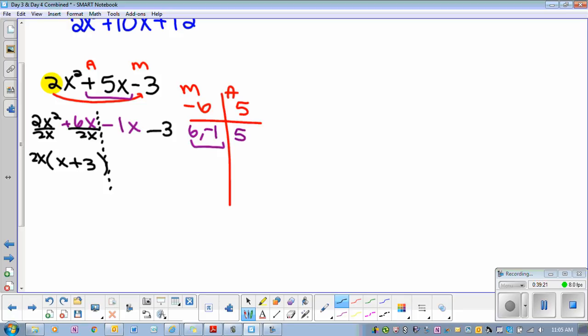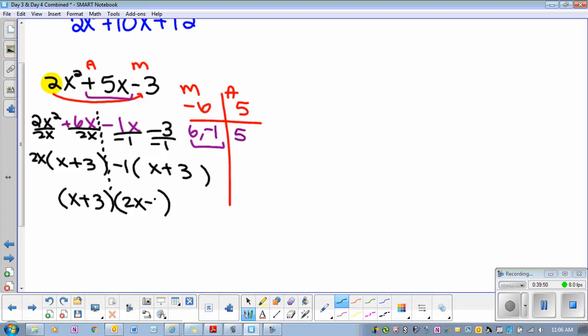And on the right-hand side, what's my GCF? It'd be 1. Just 1? Negative 1. Remember, starting with a negative, please bring out that negative, okay? Do my parentheses match? Yes. So x plus 3 goes in 1. What goes in the other one? 2x. Thank you. 2x minus 1.